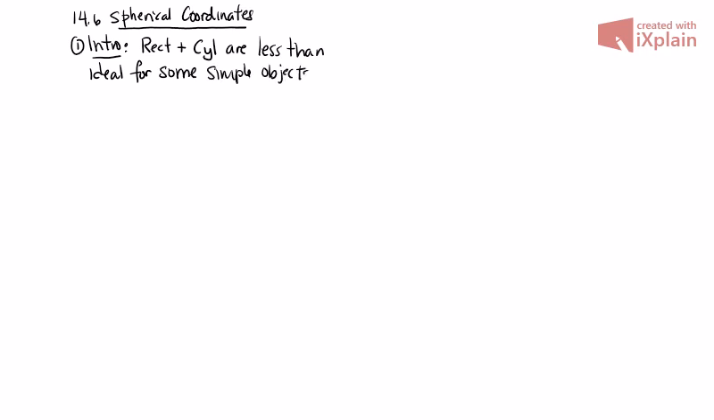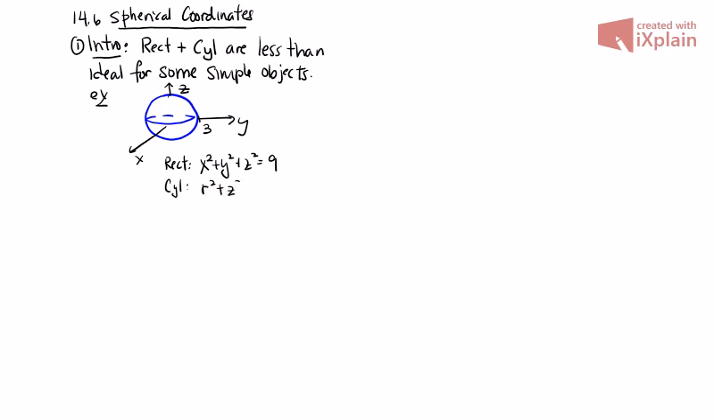So I'll give you an example. Something like a sphere, right? Really, really simple thing, centered at the origin. This guy, we put an axis there. In rectangular, it is x squared plus y squared plus z squared equals, let's say the radius is 3, so that's equal to 9. In cylindrical, this is r squared plus z squared is 9.